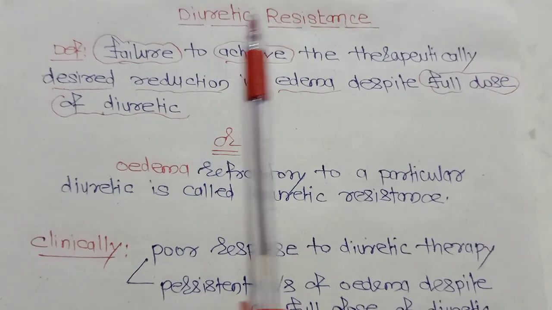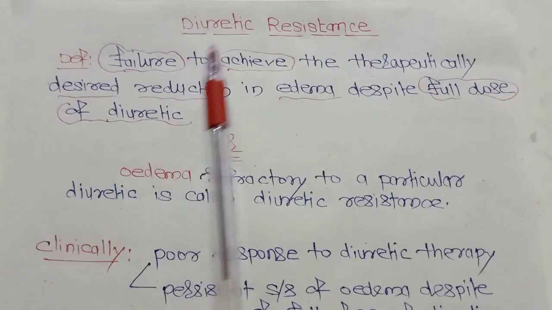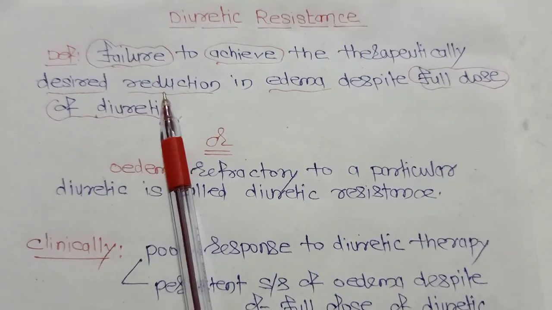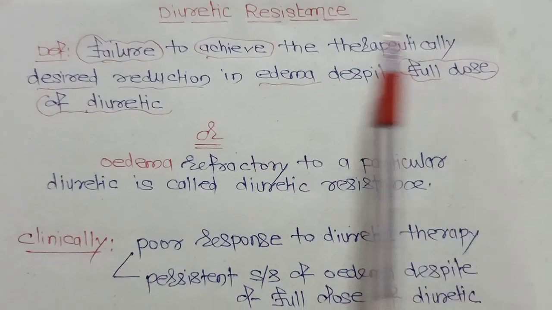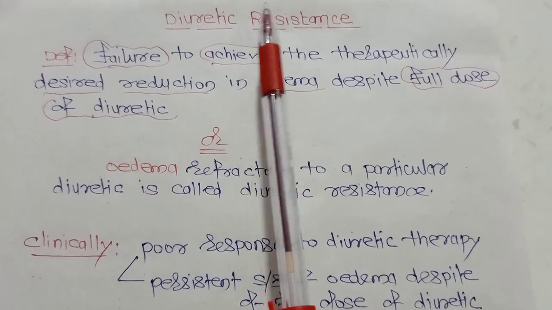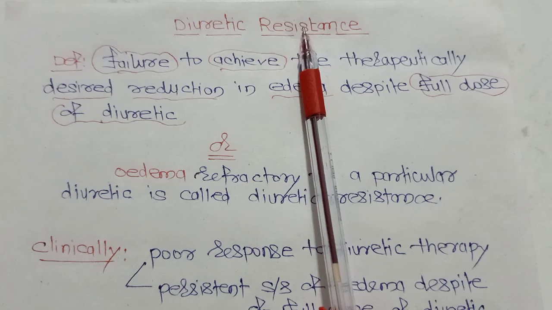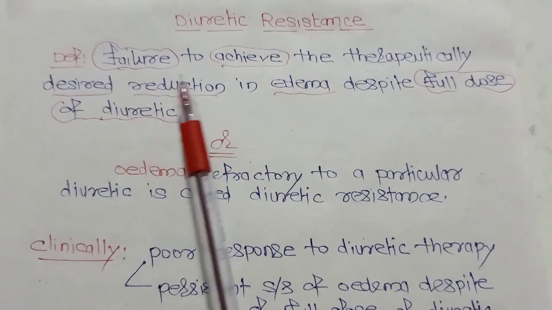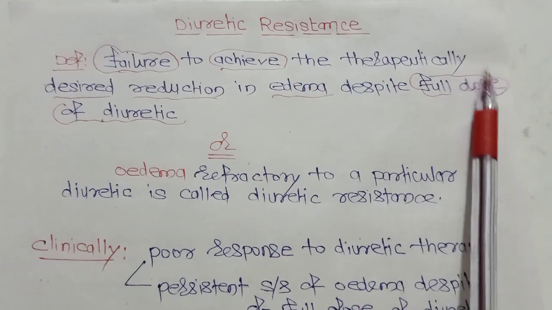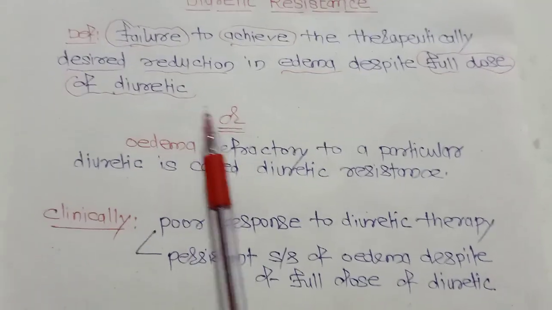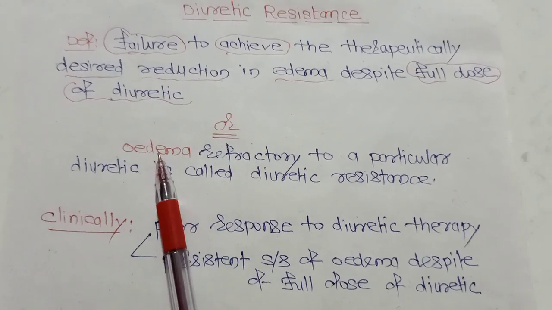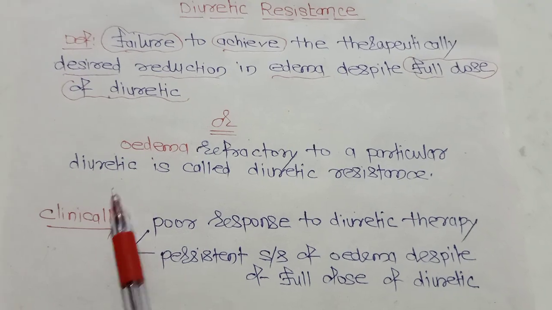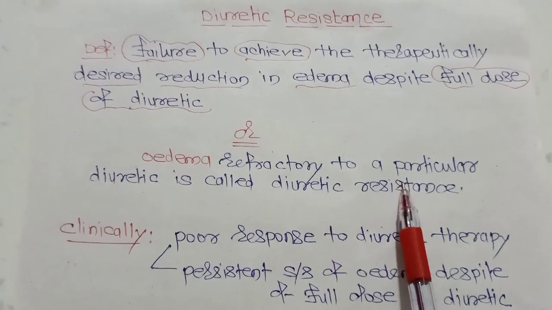Today we'll discuss diuretic resistance. Diuretic resistance means failure to achieve the therapeutically desired reduction in edema despite full dose of diuretic. Or simply, we can say that edema refractory to a particular diuretic is called diuretic resistance.